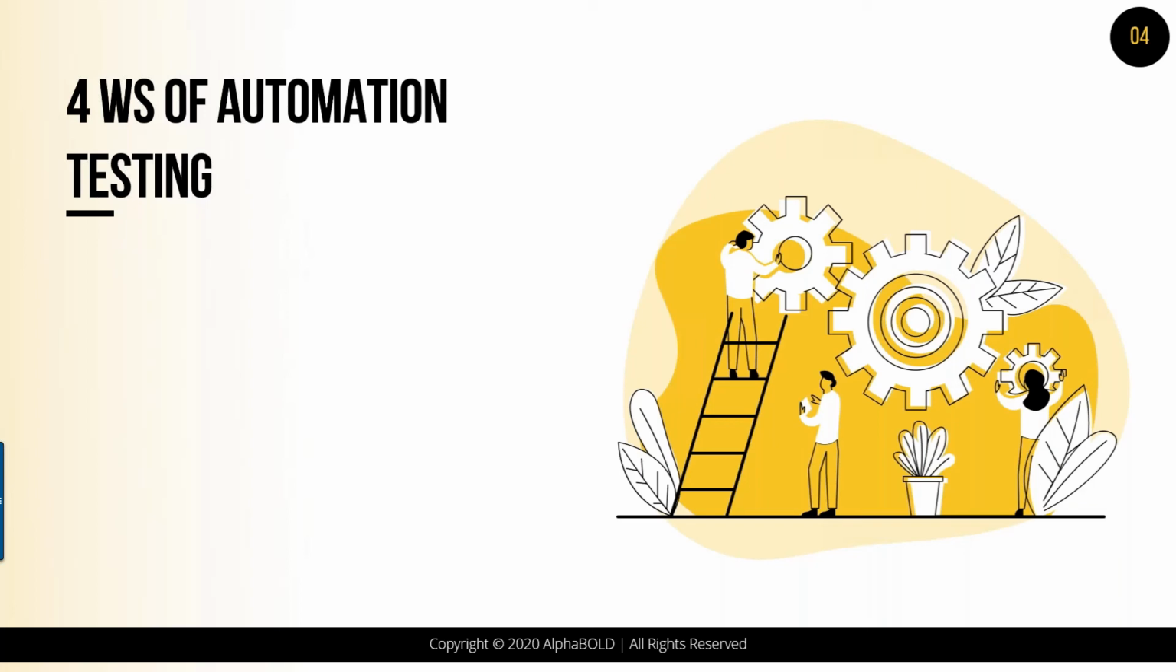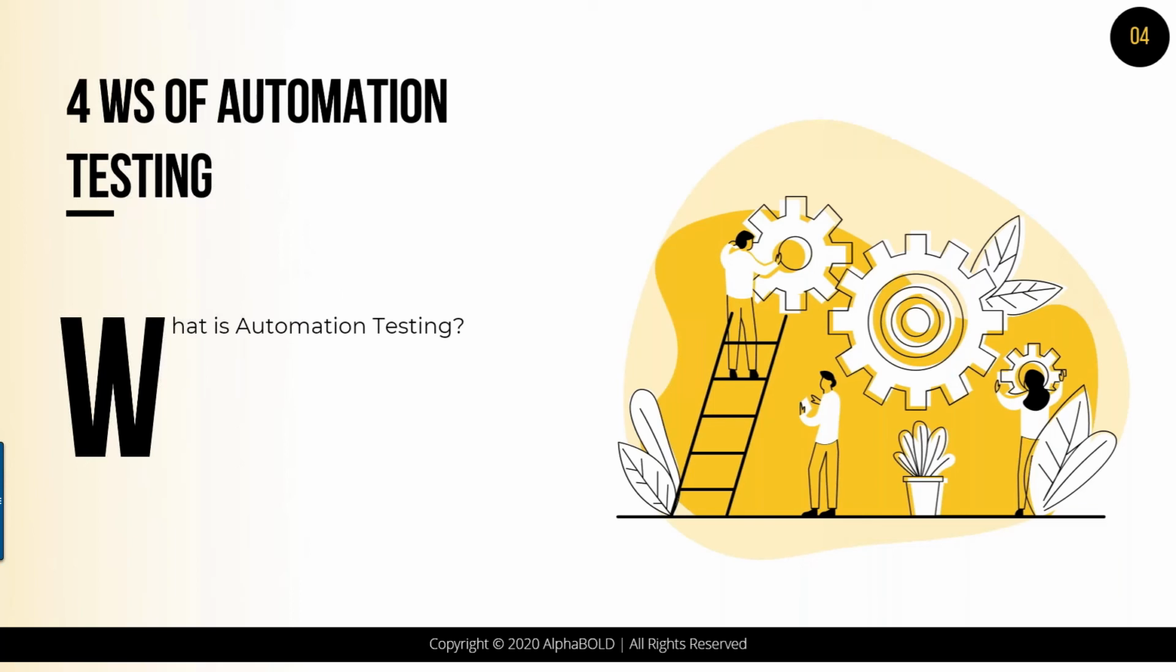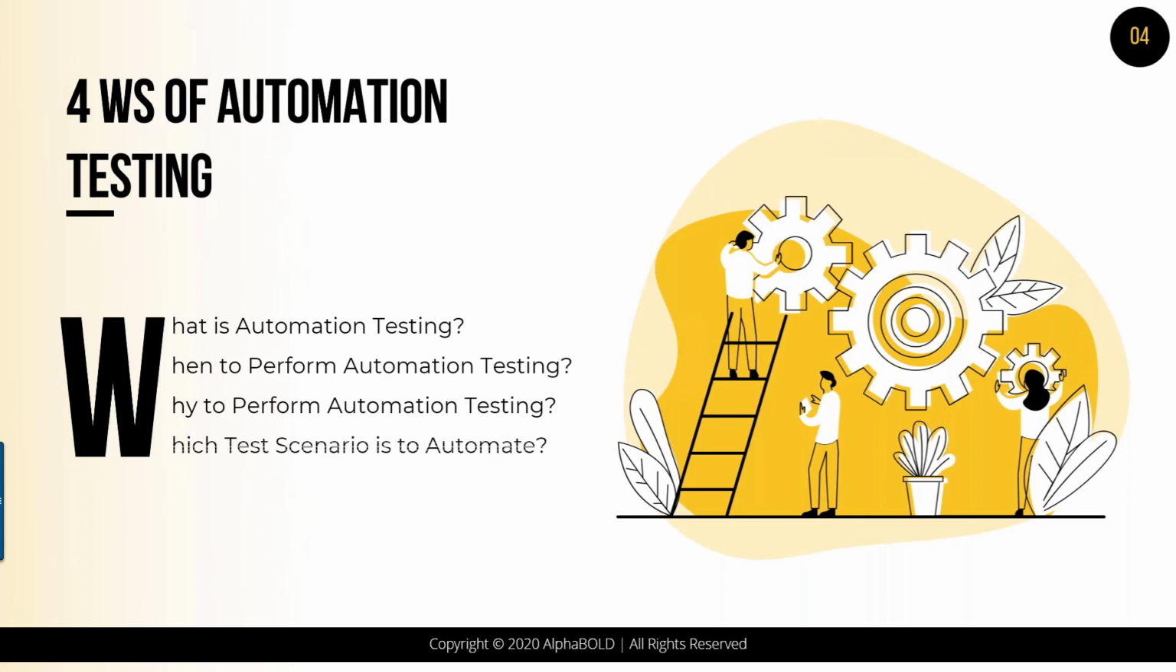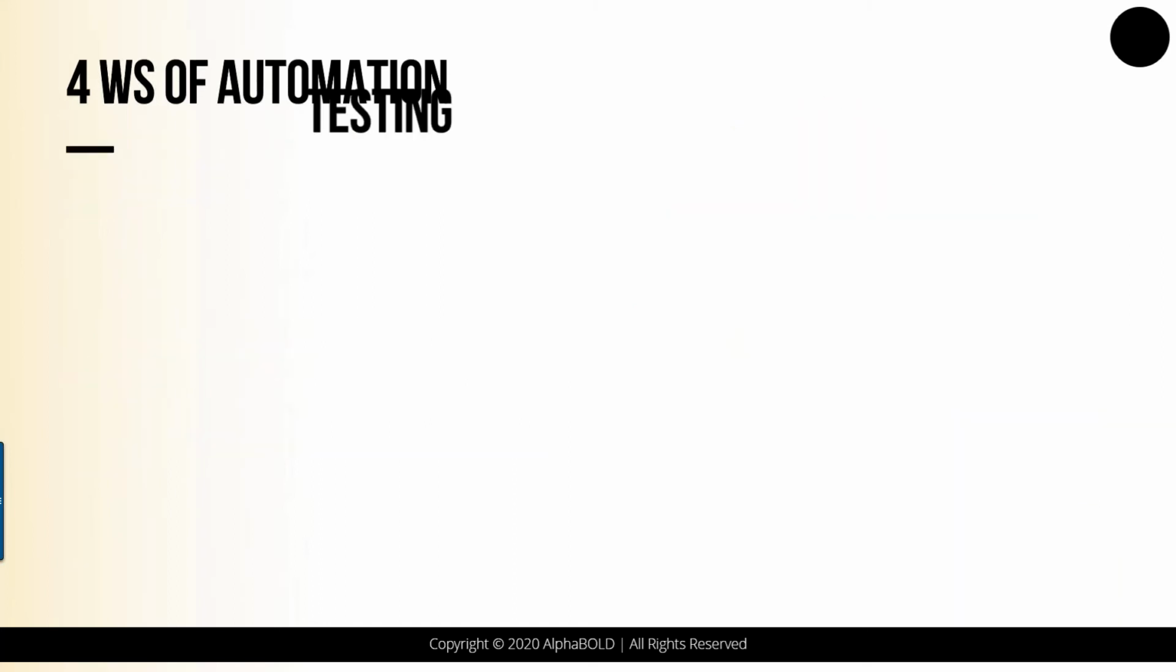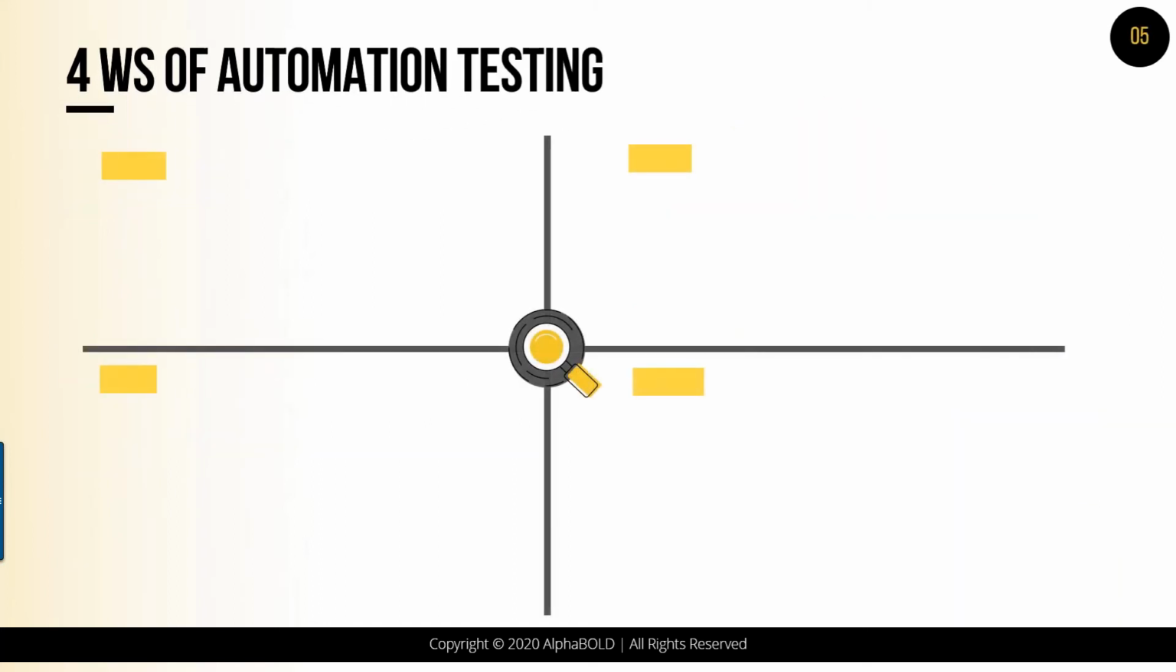Hi guys, I'm Zohaib and I will be walking you through the webinar today. So first of all, let's talk about the 4 W's of automation testing. The 4 W's are: what is automation testing, when to perform automation testing, why to perform automation testing, and which test scenario to automate. So let's cover that in detail.